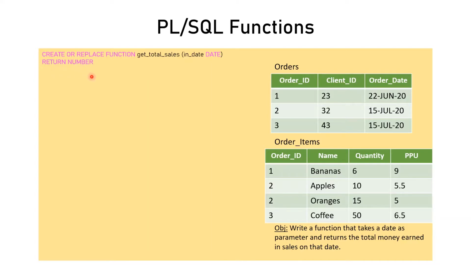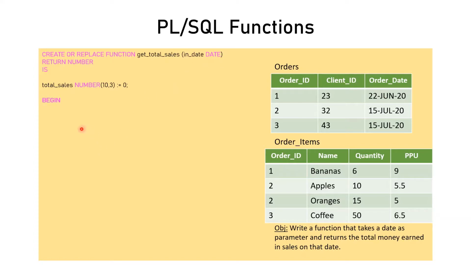Since our function will be returning the value of total amount of money earned in sales, we can understand that the return type is obviously going to be a number type. Next, we write our function body, and in our declaration section, we specifically declare another variable called total sales, and we assign it the value 0. This is the variable that we will be returning from our function. This variable will basically store the total amount of money earned in sales on the date that has been mentioned in the function parameter.